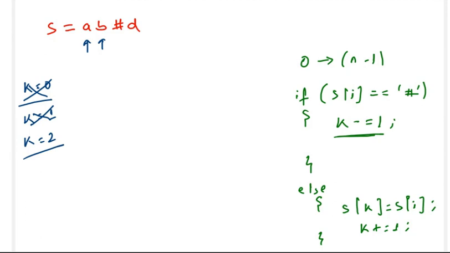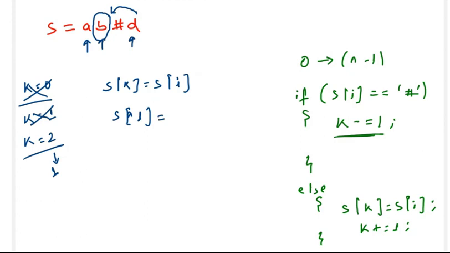Now we have a hash, which means that my k gets decremented by 1, thus my k is 1 now. This indicates that I have again come to this position, and after hash if I get a character, then this character will be assigned to position of k. Thus in the next step I get a d, and this time we will perform this operation s of k is s of i, and because k is 1, s of 1 will now have d and k will become 2.